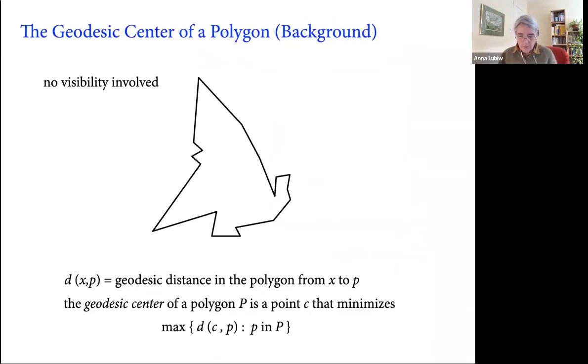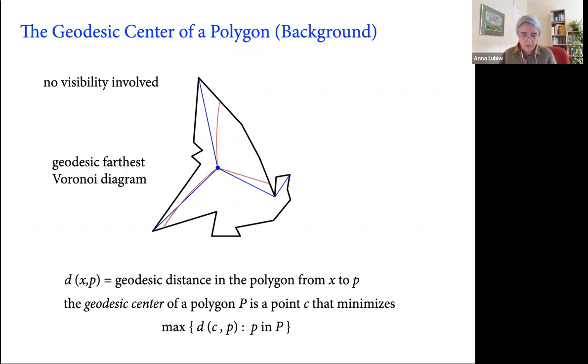So to talk a little more about background, the geodesic center of a polygon. So now I'm just talking background and there's no visibility involved, right? So I'm asking for a point in the polygon such that I can get to every point in the polygon, and I want to minimize the maximum distance that I might have to go. So that will be a point of the geodesic farthest Voronoi diagram. For example, this region in that diagram consists of all the points whose furthest vertex is this one, the tail of this little bird, right?